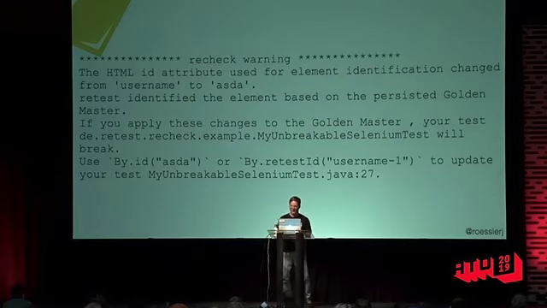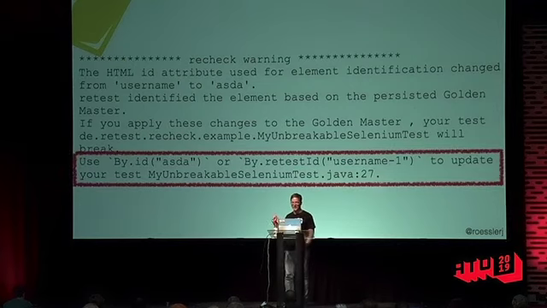And what it does is, at the second we realize that the ID that we are referencing in the test is not in the actual website anymore, we create a warning that we log. Because we make the one-on-one assignment, we can identify which old element was mapped to which new element. And then we can say, okay, you need to update your test. And we know which test to update, and we know how to update it.